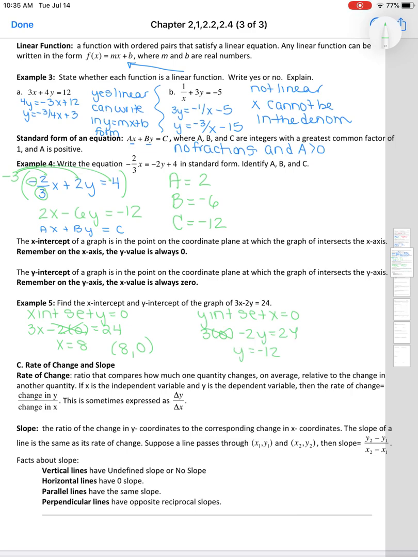For the y-intercept, we're going to set x equal to 0. So 3 times 0 minus 2y equals 24. This is gone, so y is negative 12. And we end up with (0, negative 12). Again, an x and a y-intercept, these are points.